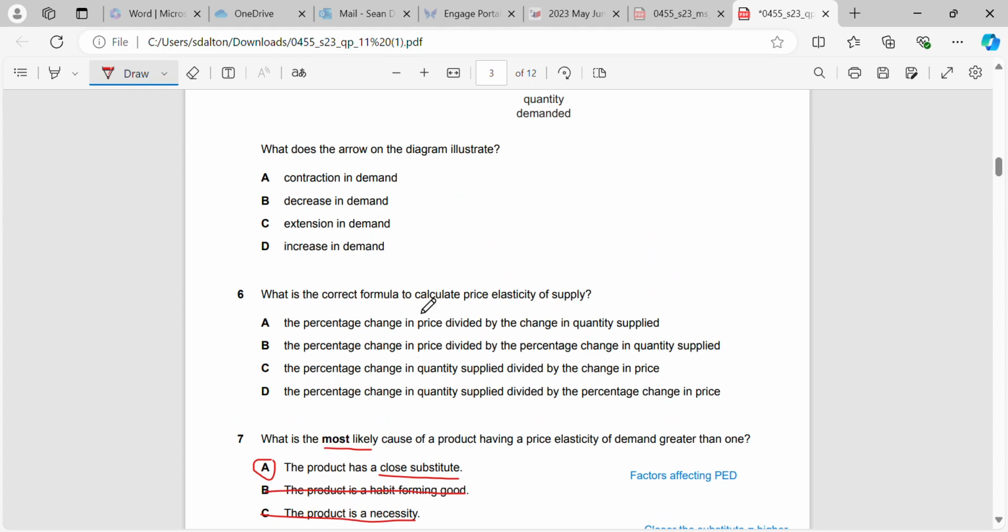Question 6. What's the correct formula to calculate PES? So again, you can look at your definition of PES. PES is percentage change in quantity supplied divided by percentage change in price. They try and trick you here. You're looking for the ones that say percentage, because you should know at this stage that it is the percentage change in QS by the percentage change in price.